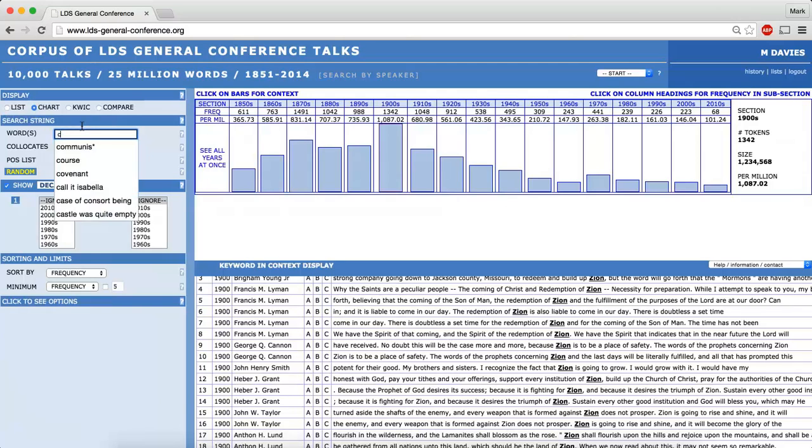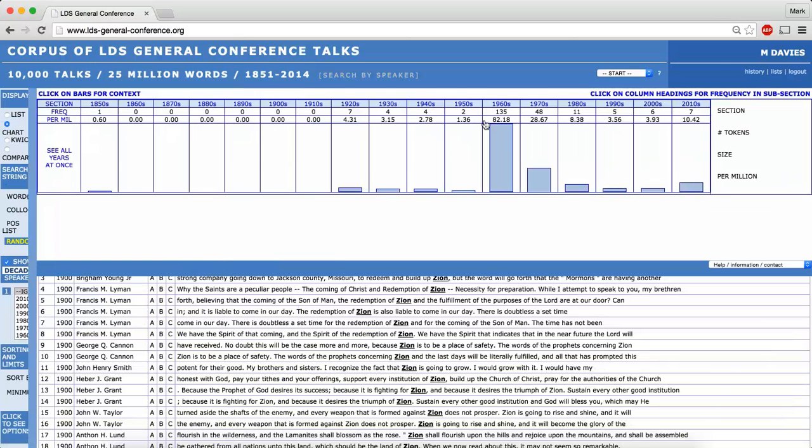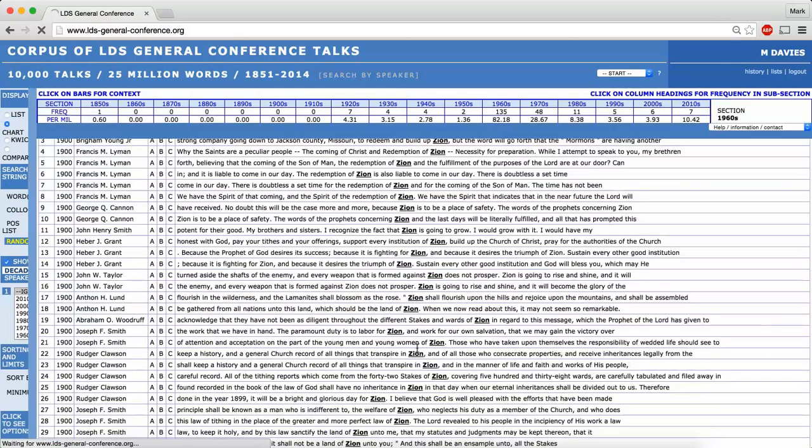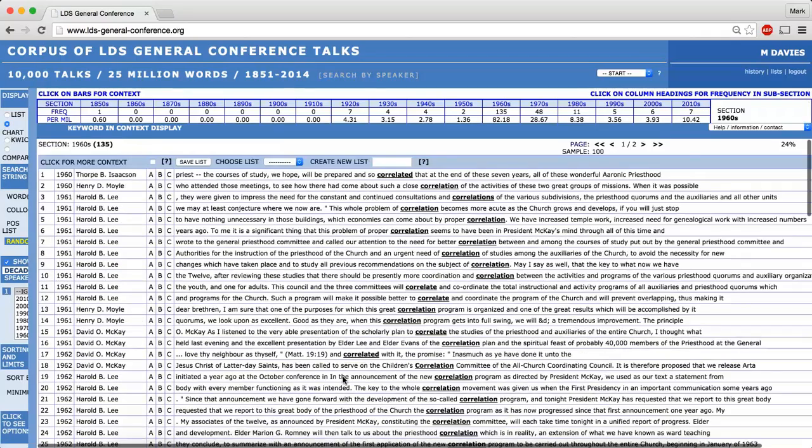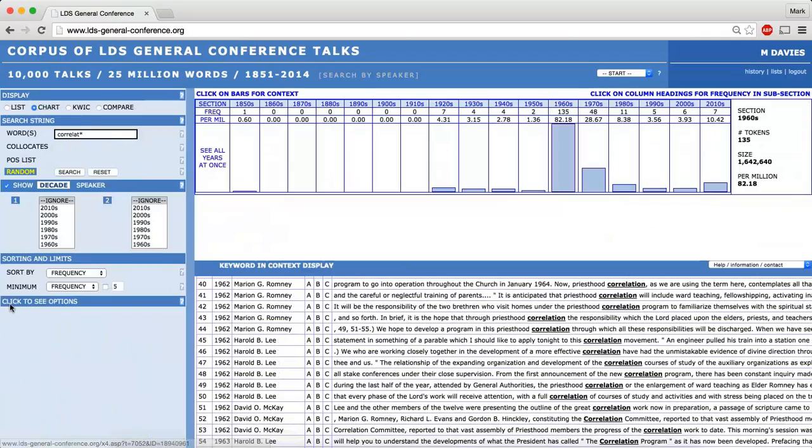Another example is we could look, for example, at correlate, correlated, correlation. And you can see a big bump in the 1960s when the correlation movement under Harold B. Lee started.